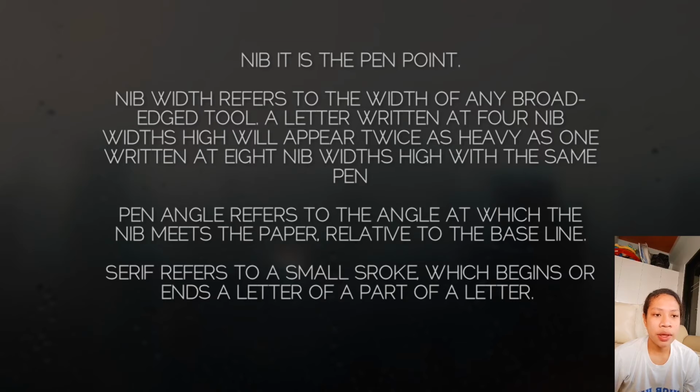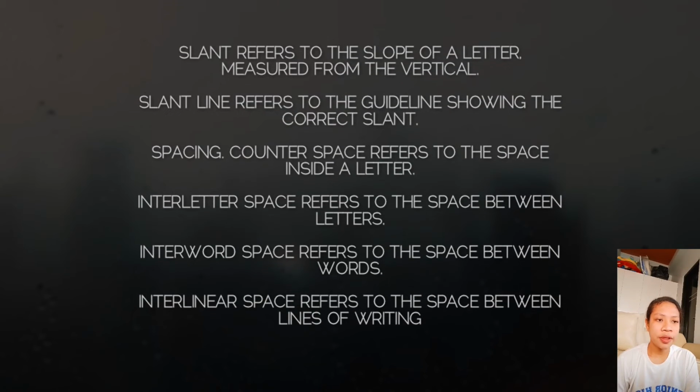A letter written as four nib widths high will appear twice as heavy as one written at eight nib widths high with the same pen. Pen angle refers to the angle at which the nib width meets the paper relative to the baseline. Serif refers to a small stroke which begins or ends a letter or a part of a letter. Slant refers to the slope of a letter measured from the vertical. Slant line refers to the guideline showing the correct slant.